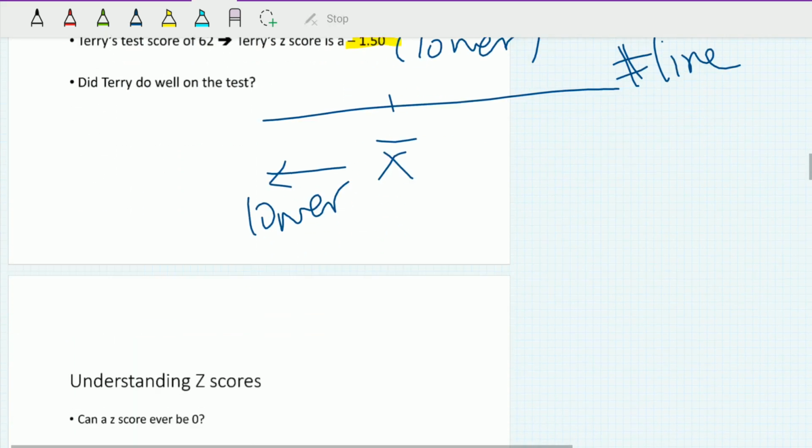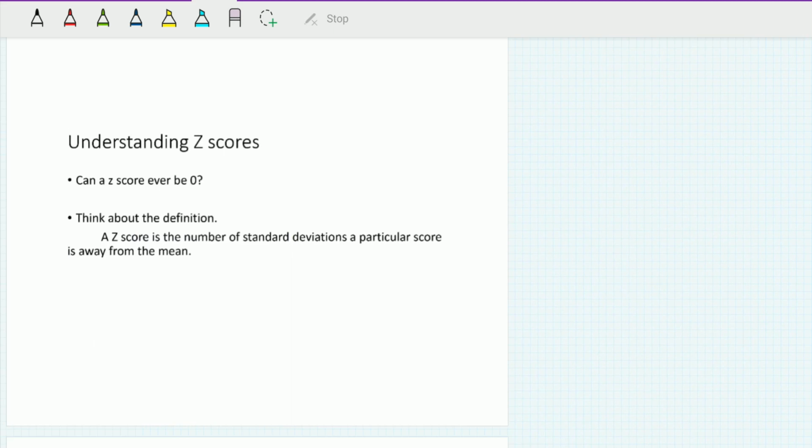Okay, let's very quickly go over this important concept. Z-scores tell us in relation to the average. That's something you need to understand. A z-score is telling you whether you are above or below the average, and how many standard deviations away. So, a very quick question: can a z-score ever be 0? Think about the definition. Think about what I just said. Pause the video and jot down your answer.